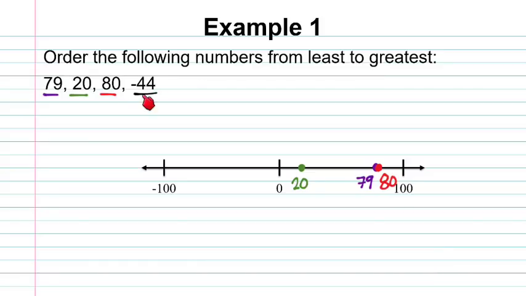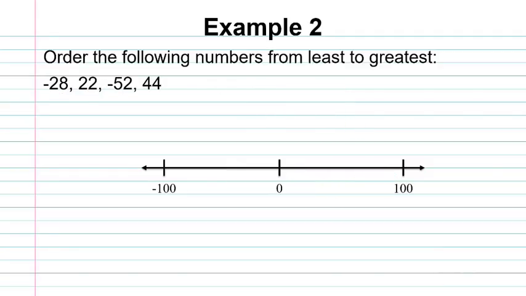Then lastly, our first negative number, negative 44, that is on the left hand side of the 0, so it's going to be over in this area, almost close to half, so we put a dot there for negative 44. Now that I have them organized from least to greatest, I'm going to rewrite them, which means I now have negative 44, 20, 79, and 80 from least to greatest.